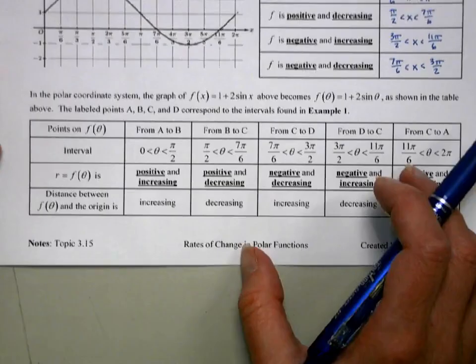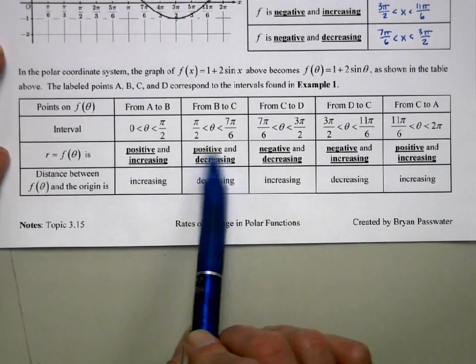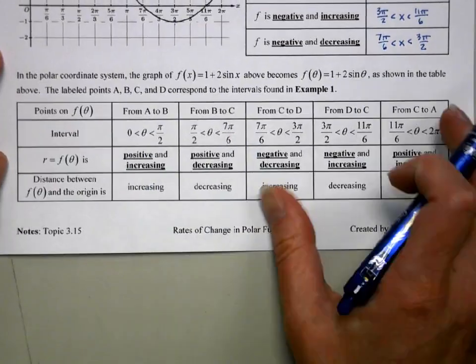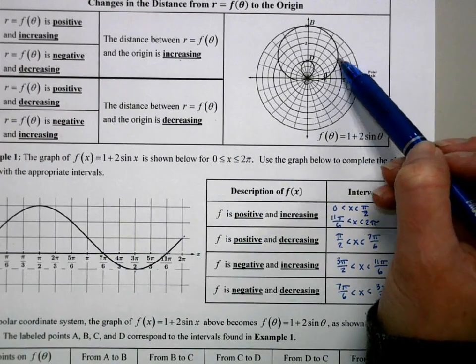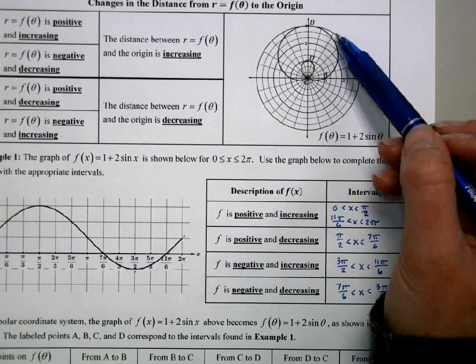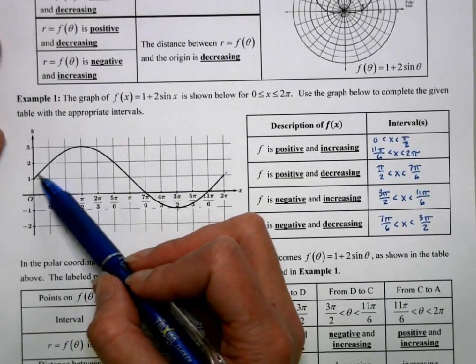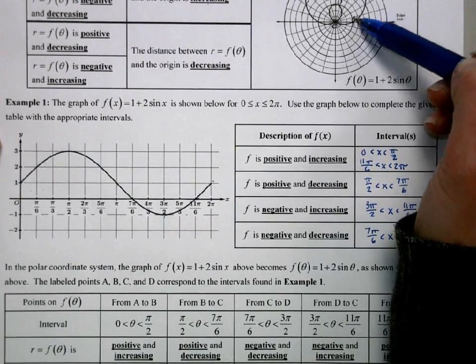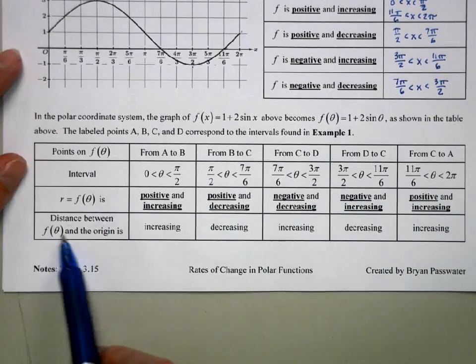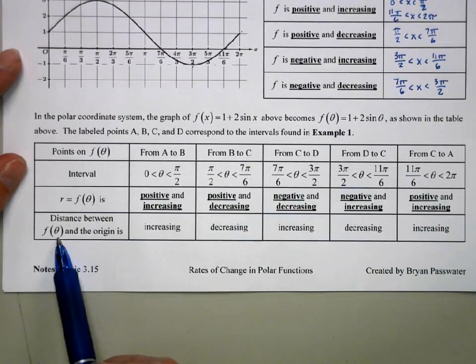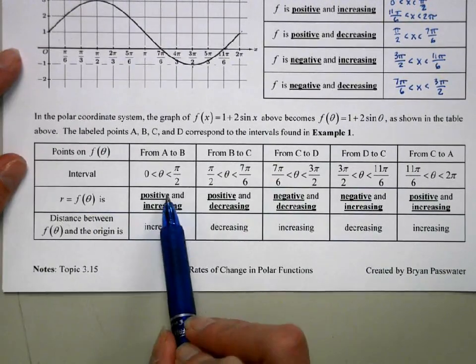So we're going to put that information down here. So the A, B, C, and D come from this diagram here. So from A to B, my graph is here, we said, is positive and increasing. Here, those points are moving farther away from the origin, which means the distance between the origin and our graph is increasing because it's positive and increasing.